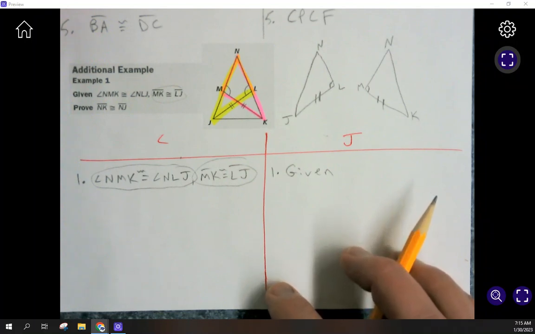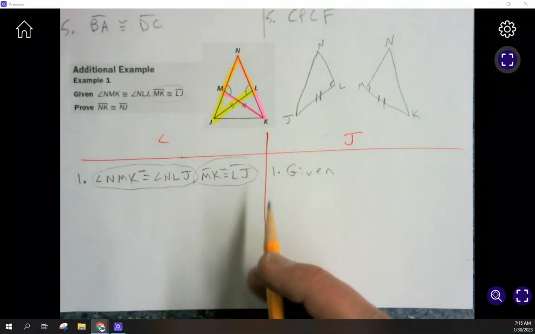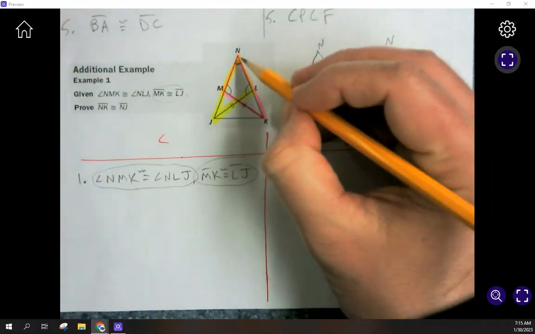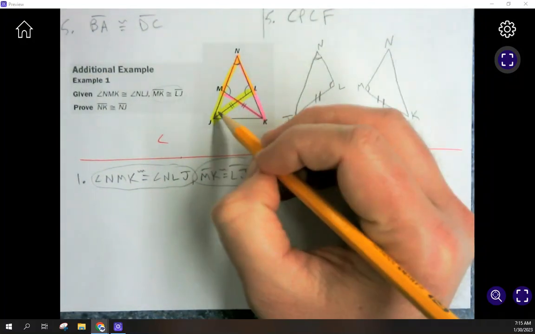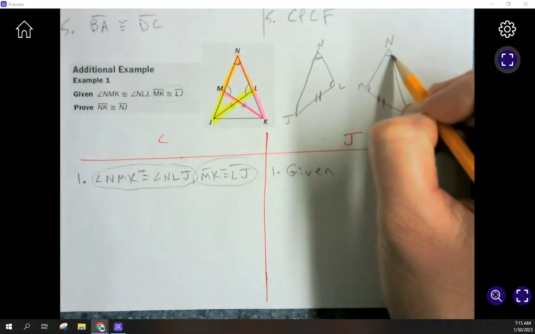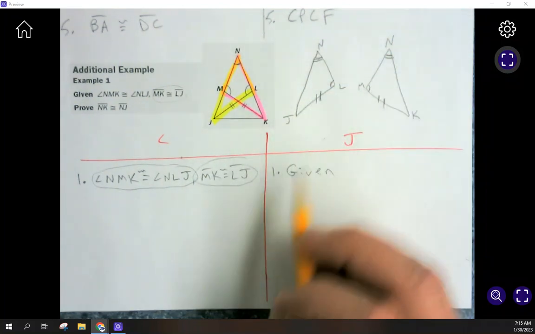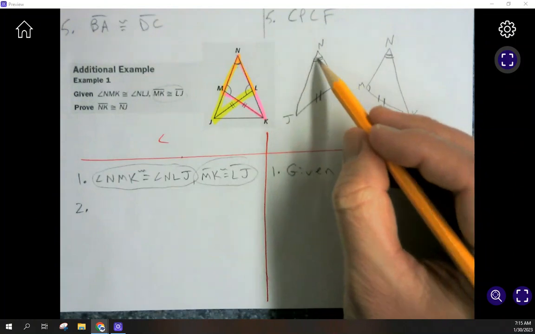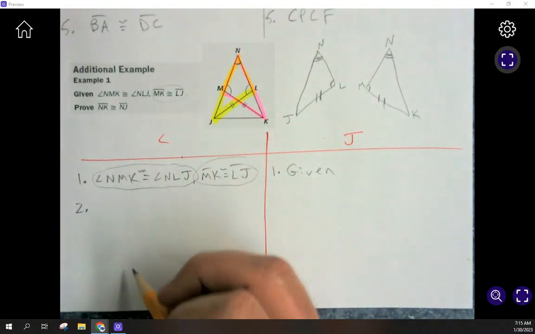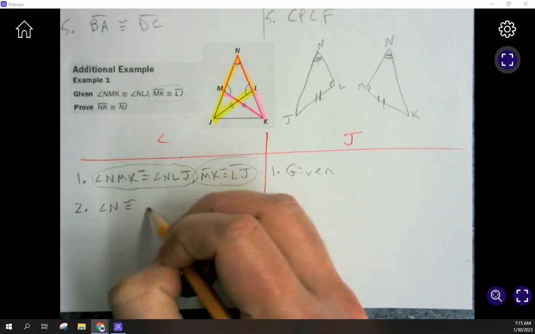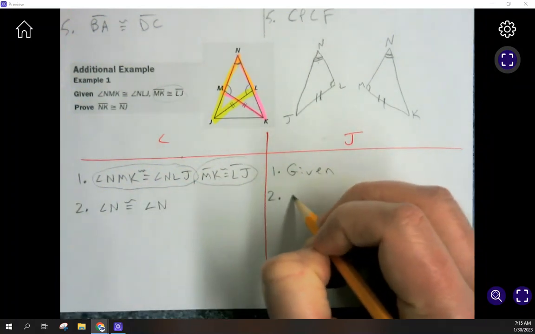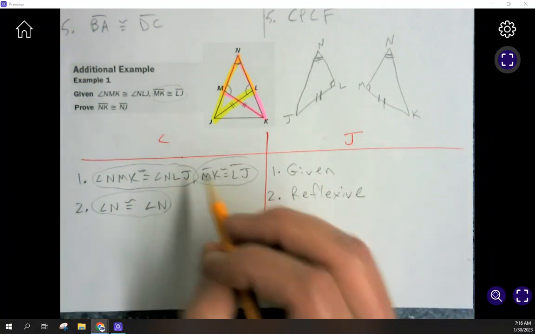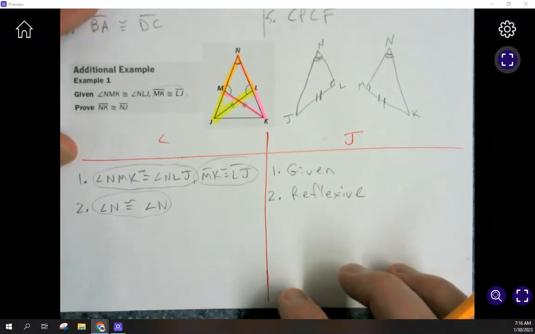Now, we've mostly just dealt with sides that are shared. But this angle up here, angle N, it is at the top of this triangle. And when I flip it around this way, it's at the top of this triangle. So I'm going to use two loops to mark it. But that angle is in both triangles, meaning that it is congruent. And that would give me angle, angle, side, angle, angle, side. So I'm going to go with angle N is congruent to angle N. They share it. It's in both triangles. So that's my reflexive property. I now have three pieces of information, sides and angles.